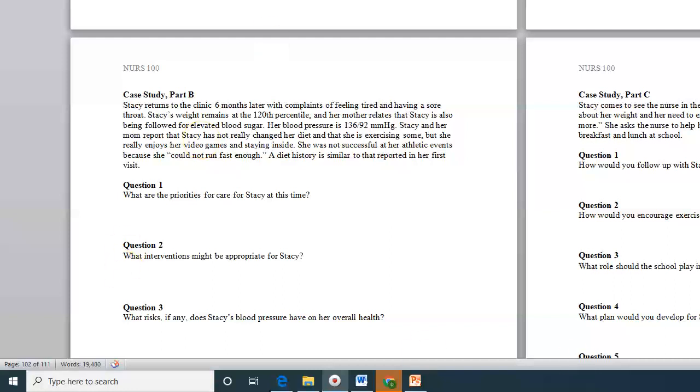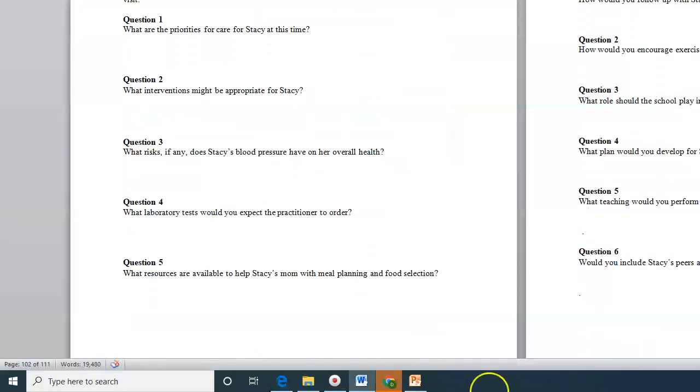What risk, if any, does Stacy's blood sugar have on her overall health? I mean, it's a huge risk. Her high blood pressure can lead to heart disease, to eye disease, and obviously to kidney disease. And question 4, what lab test would you expect the practitioner to order? Probably they're going to do a CBC and diff, serum cholesterol and lipid profile, a chem profile, and let's do a baseline EKG on her as well.